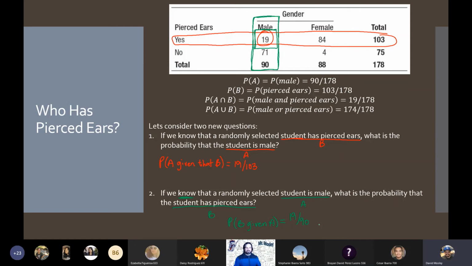Right. Are there any questions? Is there anything I can clarify or explain better?